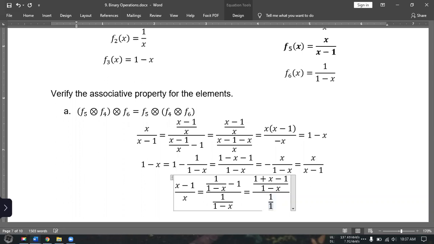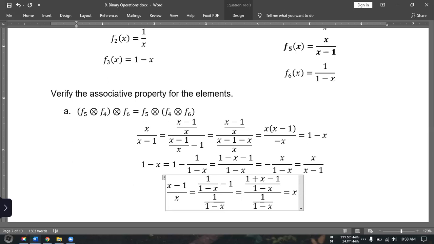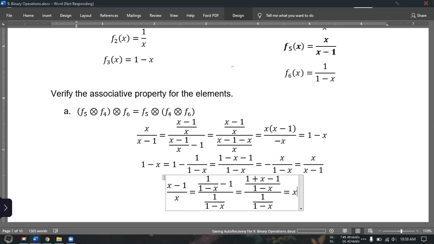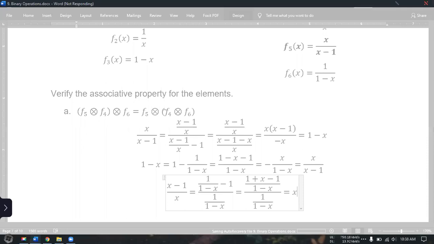So numerator, denominator, denominator, numerator. And clearly we can cancel out the 1 over x here. 1 over x over 1 over x is 1. And then we have over 1 here. And then 1 minus 1 is 0. So ang makikita lang natin ay x. And x is actually our f sub 1. And then f sub 5.